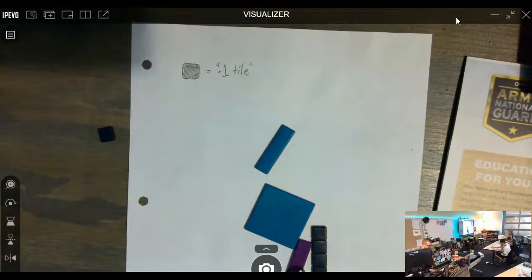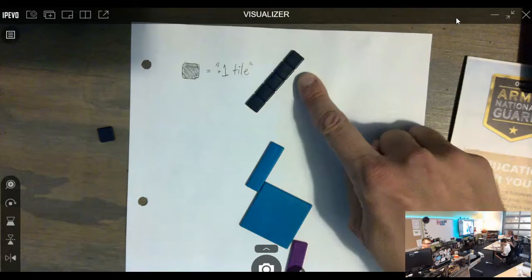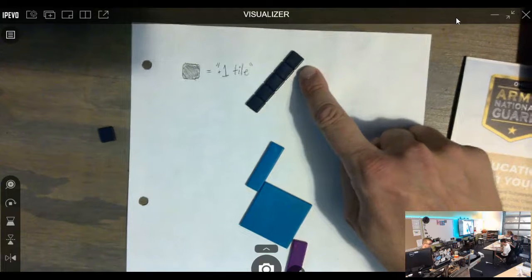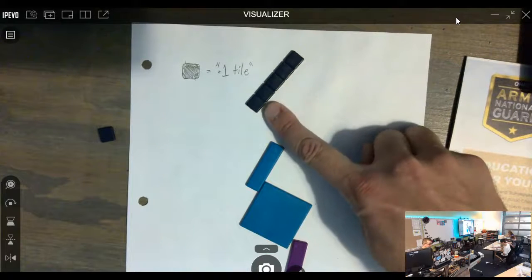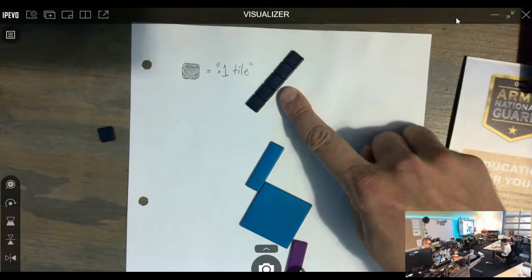Now, Zach had an interesting question. Do I break these apart? That was a good question, because his bag didn't have any ones. That's a valid question. And he could, if he needed one tiles, he could. But I don't want him breaking my manipulatives.